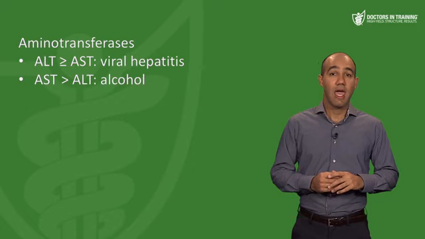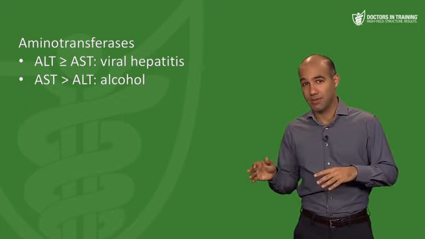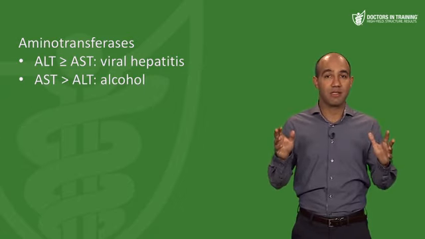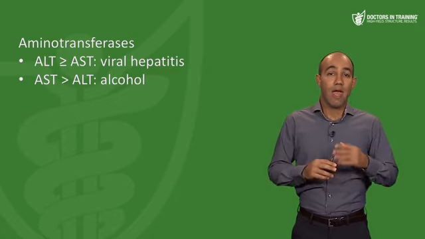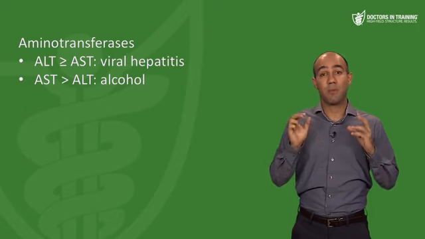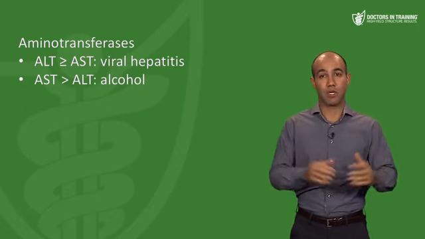Now, importantly, AST is not specific to the liver, and it's also present in the skeletal muscles. So one confounder of AST levels is rhabdomyolysis or muscular dystrophy or muscular crush injuries. ALT is more specific to the liver. We can gain some information about the possible pathology by comparing the AST to ALT ratio.